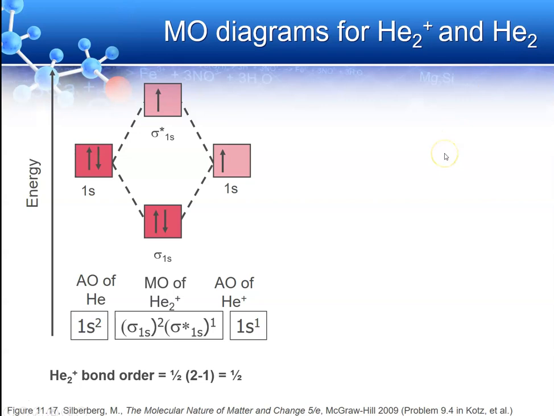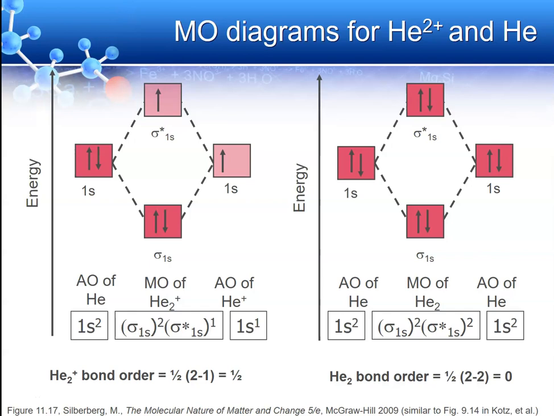What about diatomic helium? Well, I'm not going to do the whole thing like I did before, but if we have helium, we have 1s2 and another 1s2, and here we have 4 electrons. So we put 2 electrons in the sigma 1s, 2 electrons in the sigma star 1s, and when we calculate the bond order, it's 1/2 times 2, that's the number of electrons in the bonding molecular orbital, minus 2, the number of electrons in the anti-bonding molecular orbital, and we get 0.